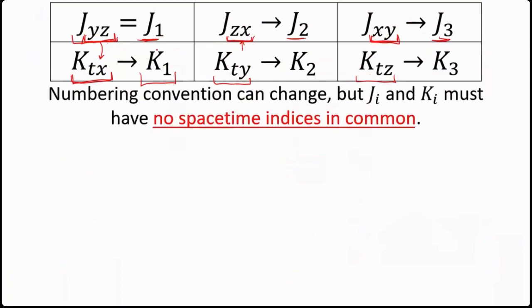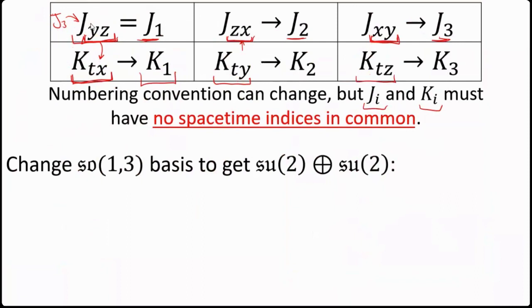Some people might disagree on the numbering, but whatever numbering system you use, the rule is that the J and the K with the same number can't have any shared indices. That's the rule.